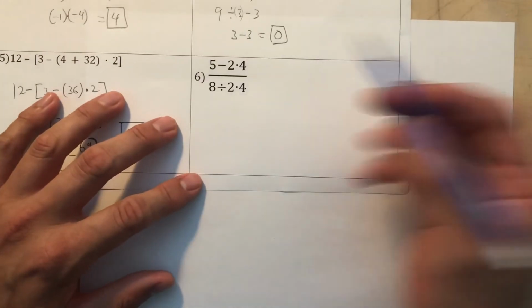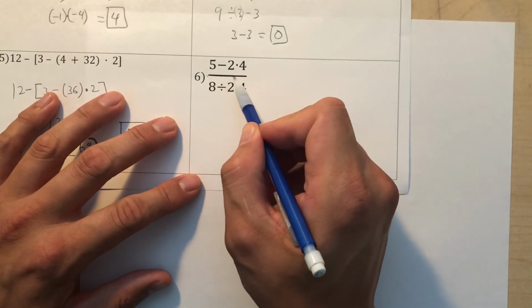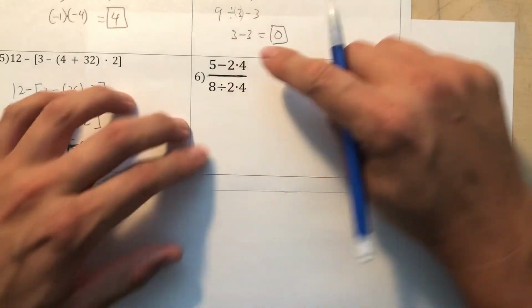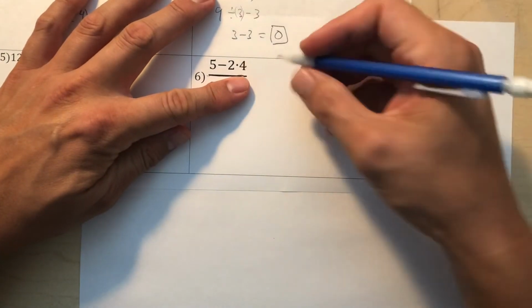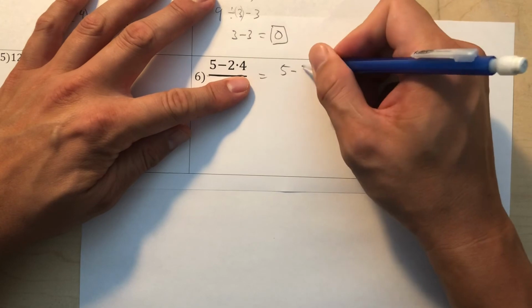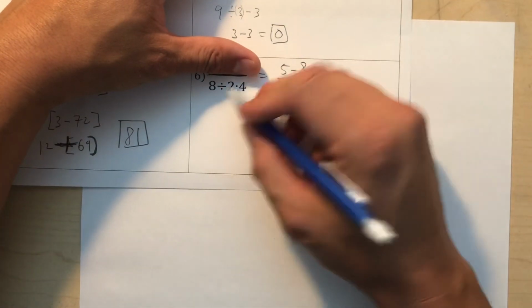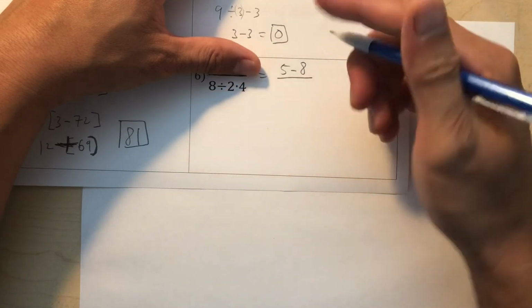All right, number 6. Number 6, I have a division right there. Okay, you're actually gonna do that one last. All right, so on the top part here, I'm gonna multiply first. So that'll give me 5 minus, that gives me 8. On the bottom part, I'm gonna divide first. So that'll give me 8 divided by 2 gives me 4.